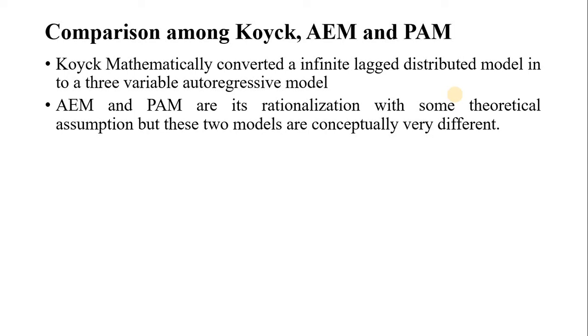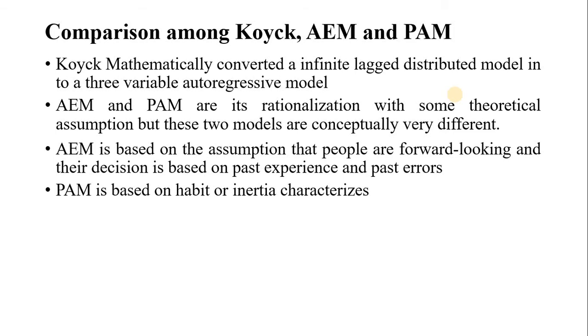Both models are built on the base of different concepts and different ideas. The adaptive expectation model is based on the assumption that people are forward-looking and their decisions are based on their past experience and the past mistakes committed. This is what is called the adaptive expectation hypothesis. People will make decisions on the basis of their experiences in the past.